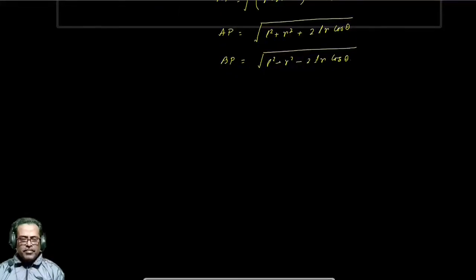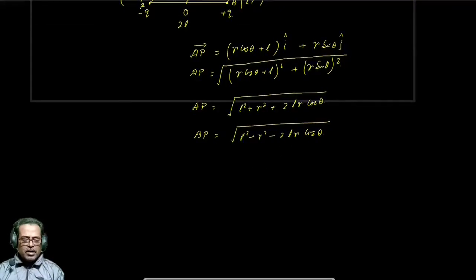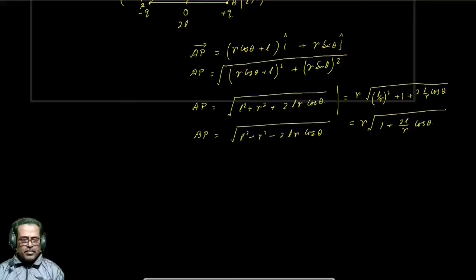Okay, that can be written as, if we take r common from the whole, that will be r root over (L by r) whole square plus 1 plus 2 L by r cos theta. Since L by r is very small, we can ignore it. So 1 plus twice L by r cos theta. On the other hand, BP can be written as root over 1 minus 2L by r cos theta.